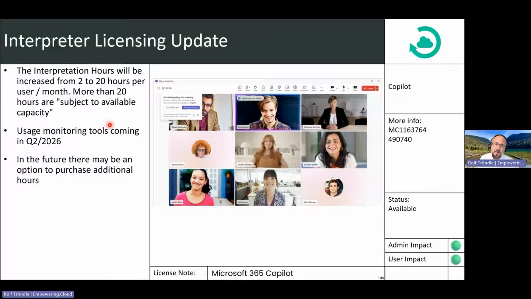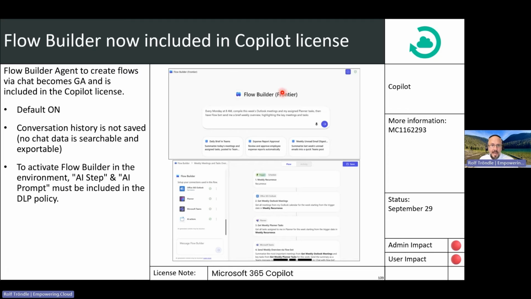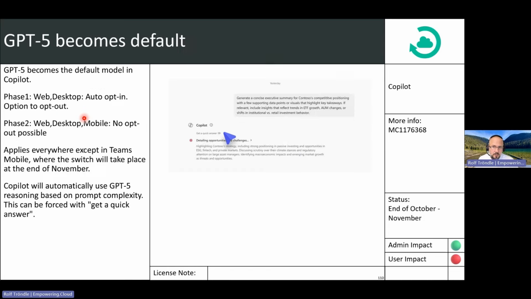So that's luck if it works, but every user will be granted 20 hours by default. There will be usage monitoring coming in the second quarter of 2026, and there could be an additional purchase option for additional hours in the future. Flow Builder Agent will reach GA, will be included in the Copilot license, and will be default on, so you can use the Flow Builder Agent to create Power Automate flows using an agent.